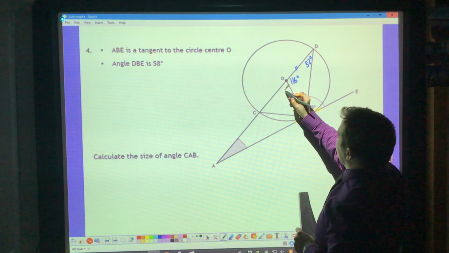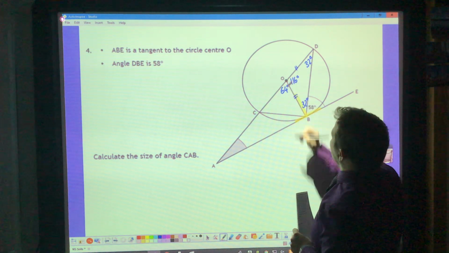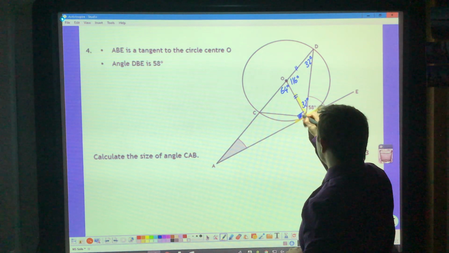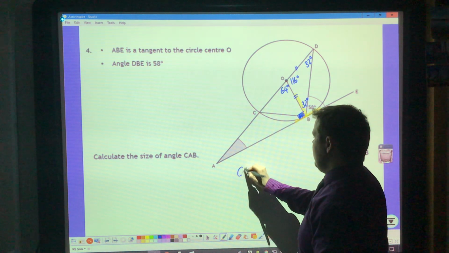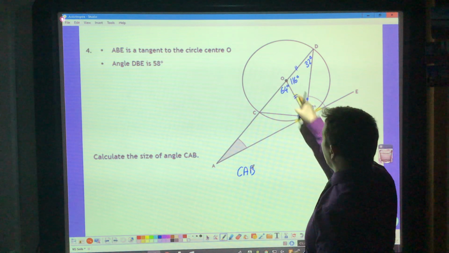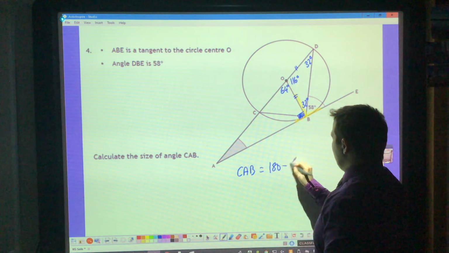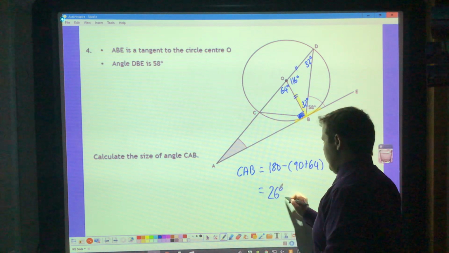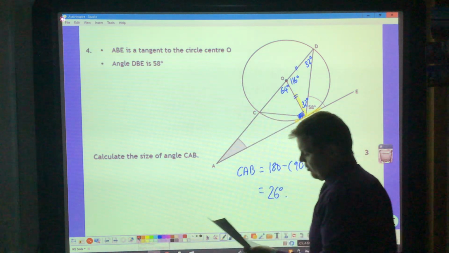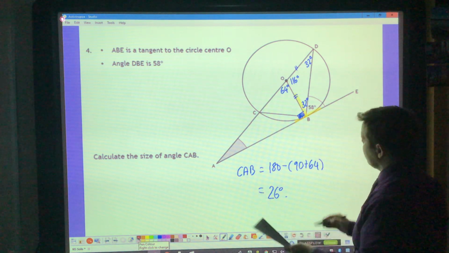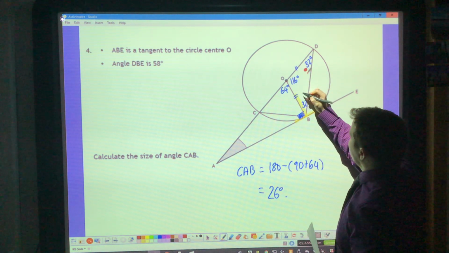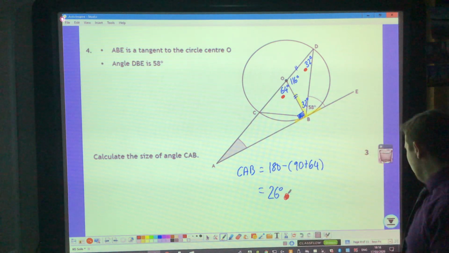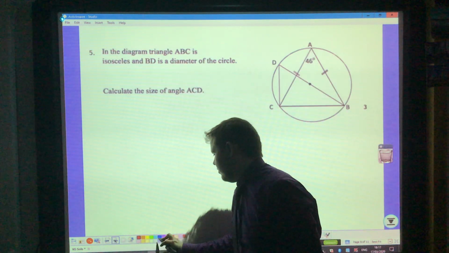Angle on a straight line would make that 64 degrees. And then we're pretty much done. There's a right angle, that one there. CAB, if you just focus on the big right angle triangle, 180, take away 90 plus 64, that is 26 degrees. 3 marks in this one. We are going to give you the marks for the 32 up there, the 64, and your final answer. Okay, 3 questions to go.